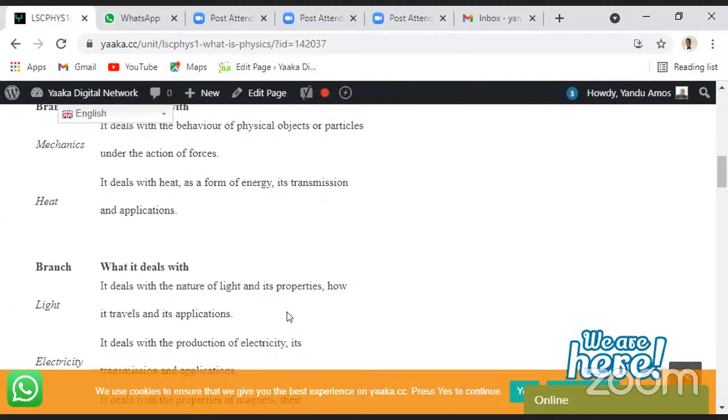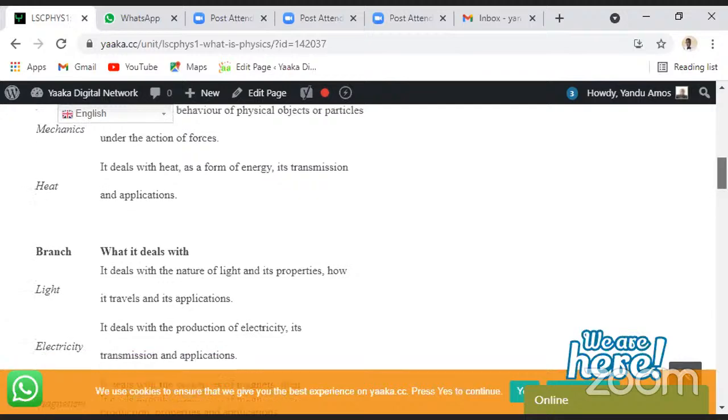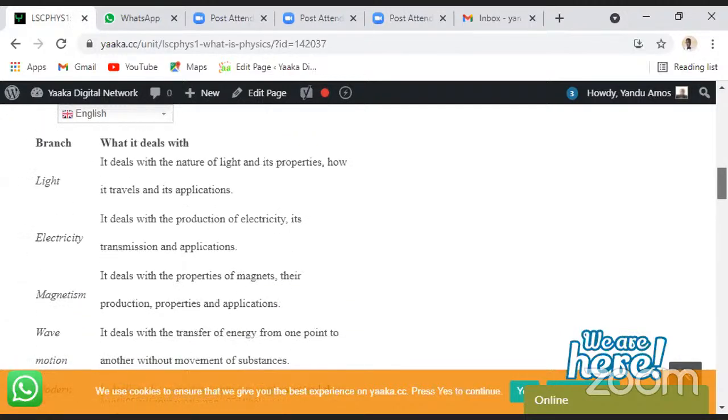So our first chapter is the physics introduction, where we shall look at what physics is, where it is applied, why we learn it, the laboratory, and all sorts of issues concerning the laboratory. That is the first chapter. Under light, we said how it travels, and also its applications. Light has so many applications, so we also have to look at them here.